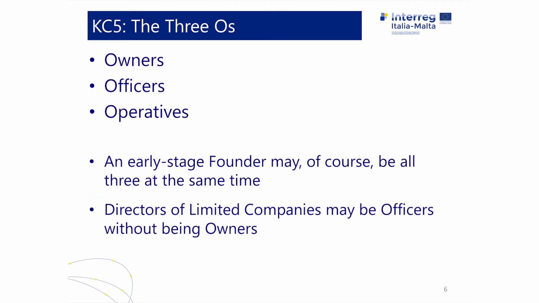Key Concept 5, the 3 O's, owners, officers, and operatives. All enterprises are composed of just these 3 kinds of people, owners, officers, and operatives. An early stage founder may, of course, be all 3 at the same time. Directors of limited companies may be officers without being owners.